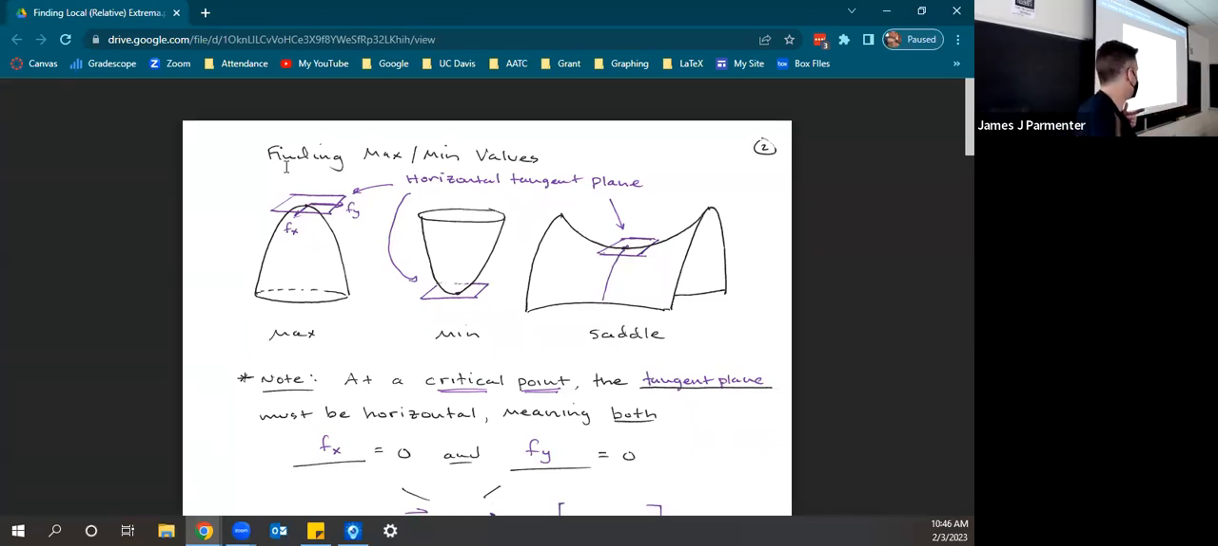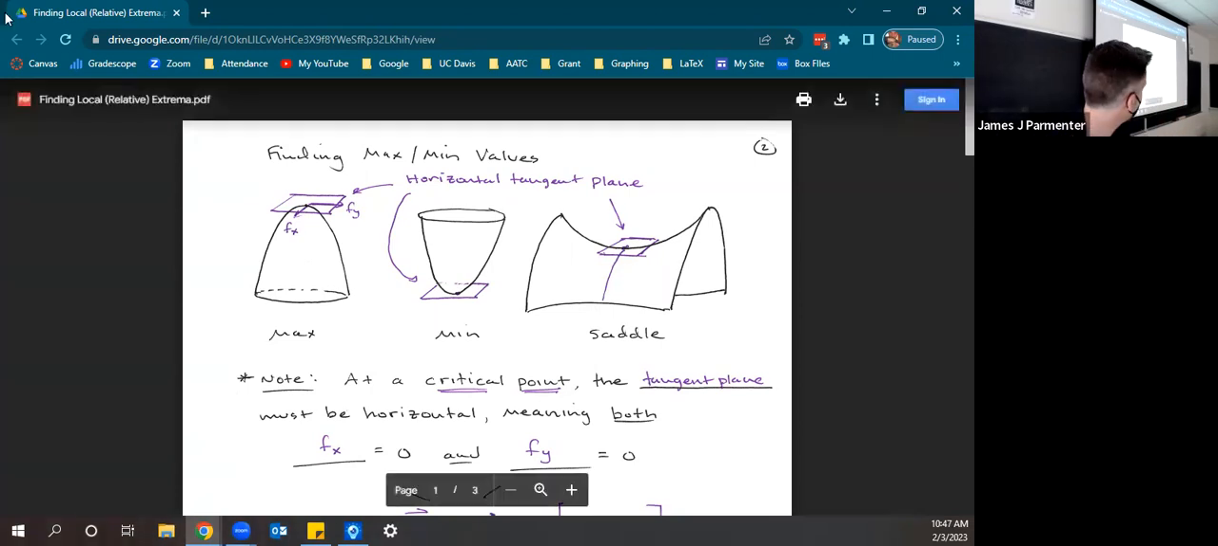So what that ends up meaning is that the way we find these potential places where we have either a maximum or a minimum or a saddle point is by finding critical points where both the derivative with respect to x and the derivative with respect to y are equal to 0. Which is totally true in this example I was just showing you.